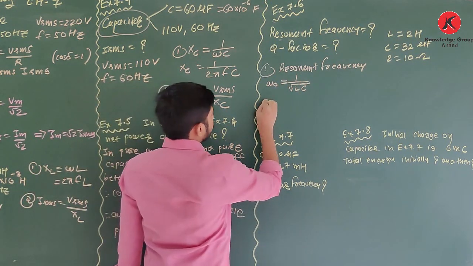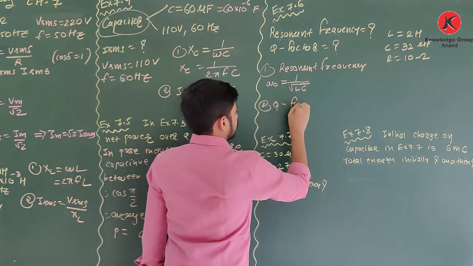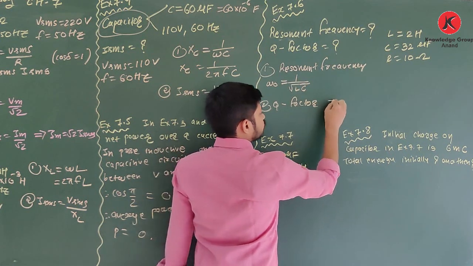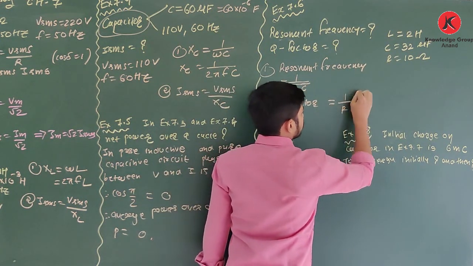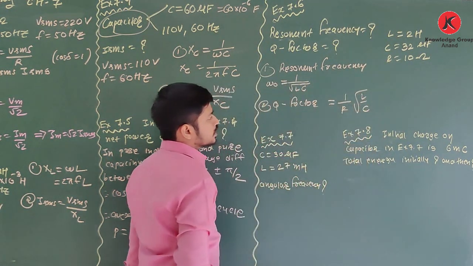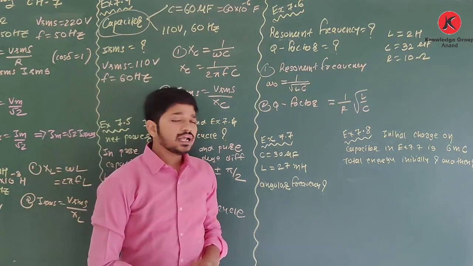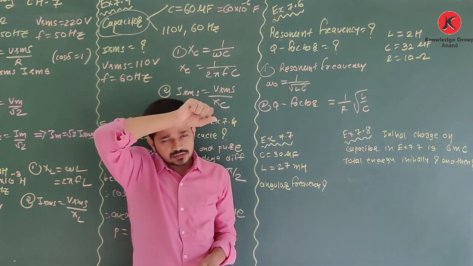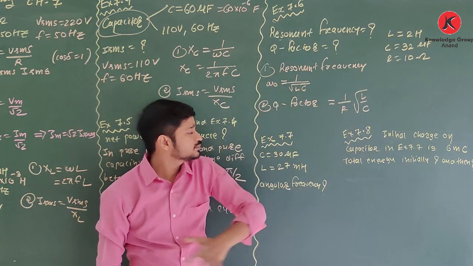Second question, you have to find Q factor. What is the equation of Q factor? Yes, Q factor is equal to 1 upon R under root L upon C, that we have obtained. So this question is again simple.